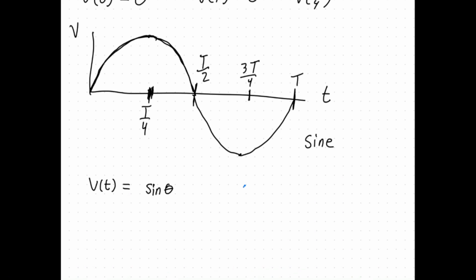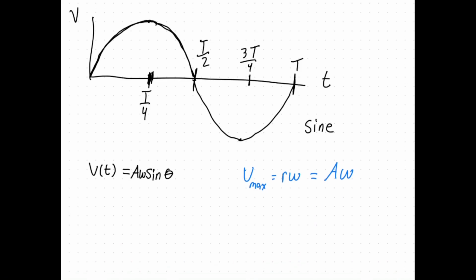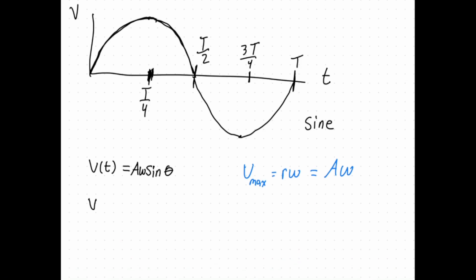of a circular object rotating circularly, but it also turns out that my maximum velocity Vmax is going to be equal to r times omega. And we said that that was equal to the amplitude times omega. So if I want to express my maximum velocity Vmax, I can express it as amplitude times omega. So I have v of t, my velocity function, is equal to A times omega times sine of theta.